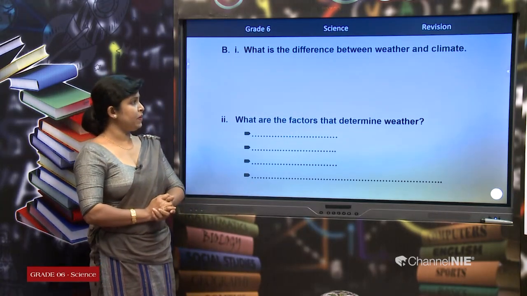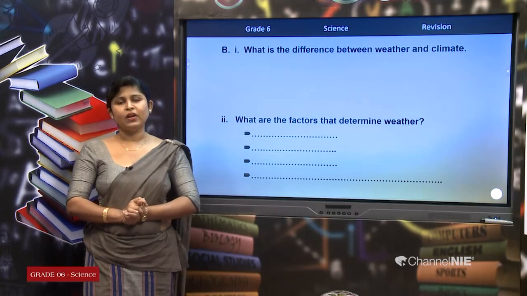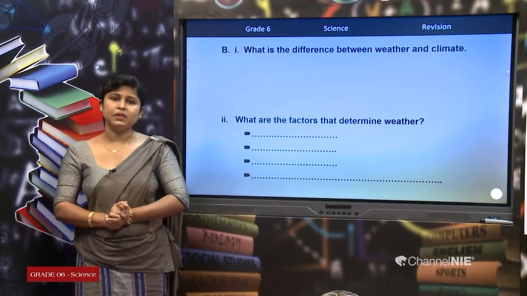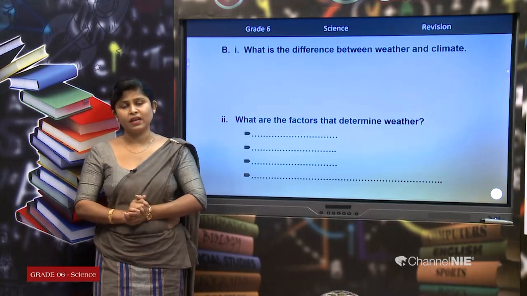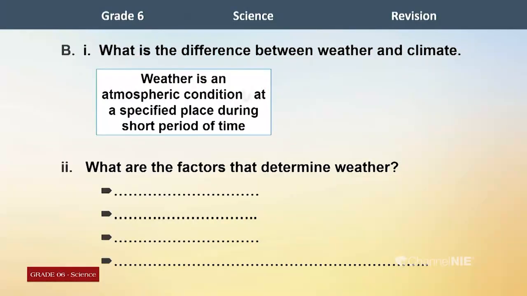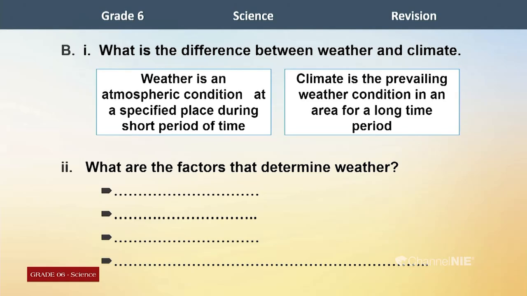What is the difference between weather and climate? We are talking about weather and climate a lot, right? But there is a difference between weather and climate. Weather is an atmospheric condition at a specified place during short period of time. But climate is the prevailing weather condition in an area for a long time period.